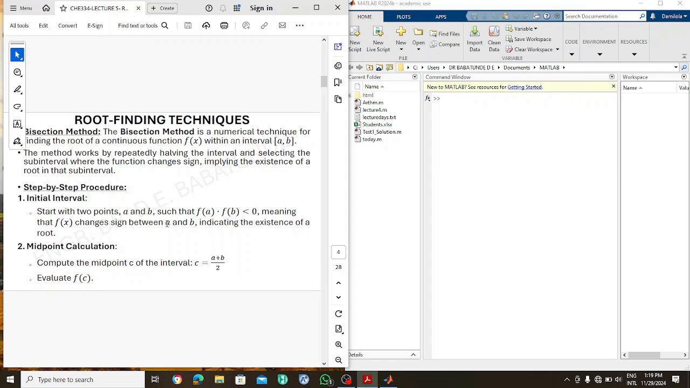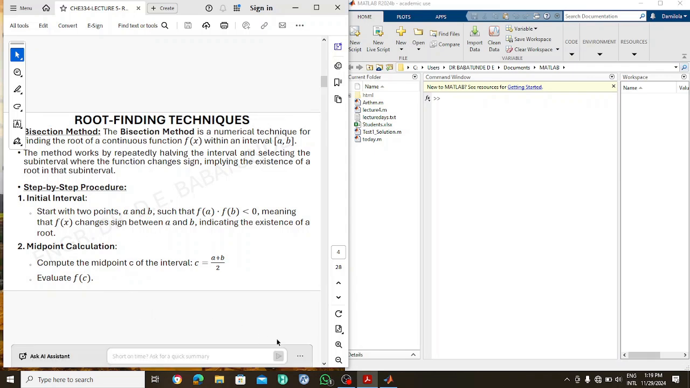negative. What that means is that the sign of f(a) is different from the sign of f(b), right? For f(a) times f(b) to be negative, the signs of f(a) and f(b) must be different. Once it's different, the next thing is to find the midpoint between a and b. So the midpoint, which is c, is equal to (a plus b) divided by 2.